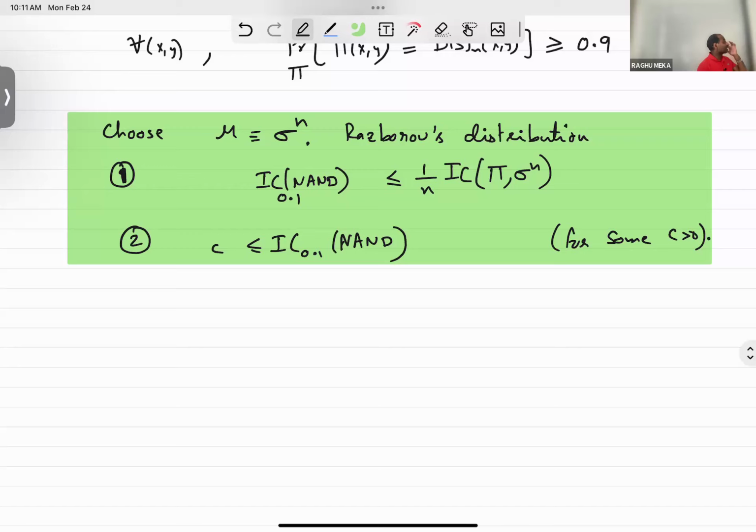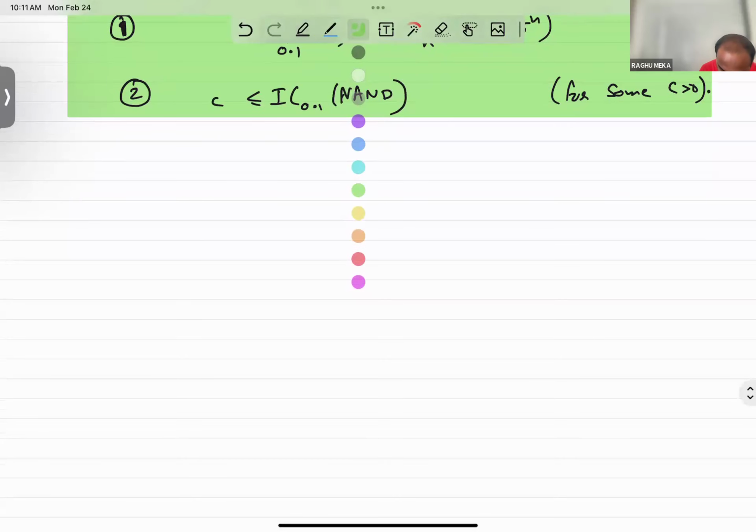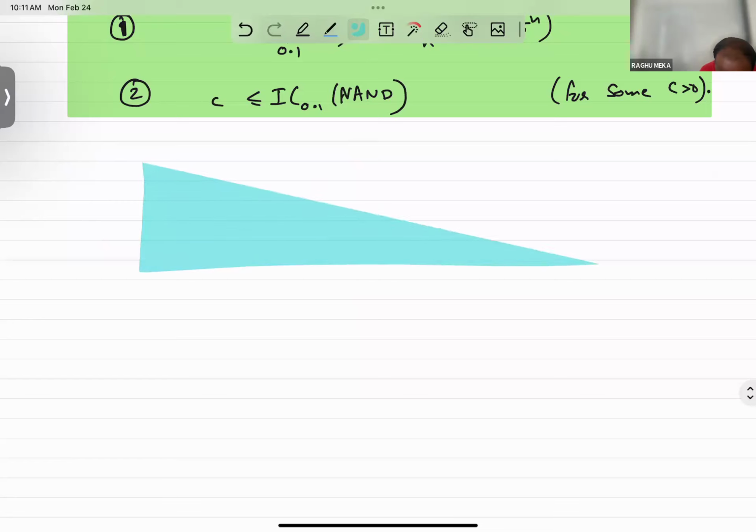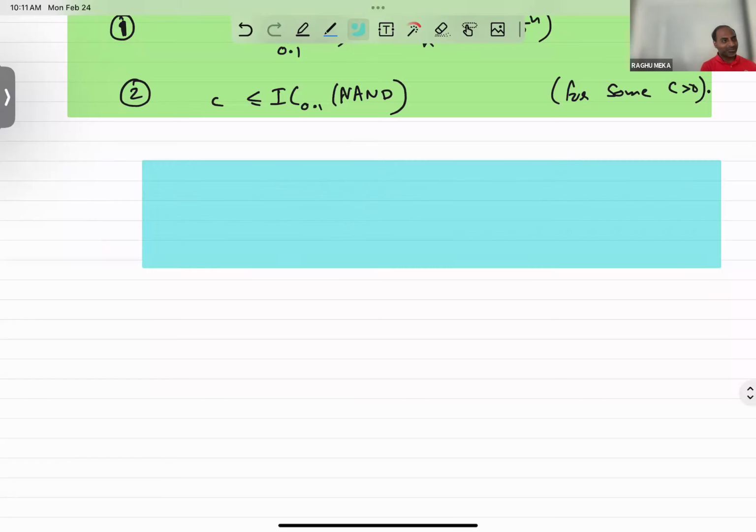Okay, and this constant actually we know is like 0.48 or something, right? Okay, so this is all good. One thing I realized yesterday was that I made a small mistake in the definition of information complexity.